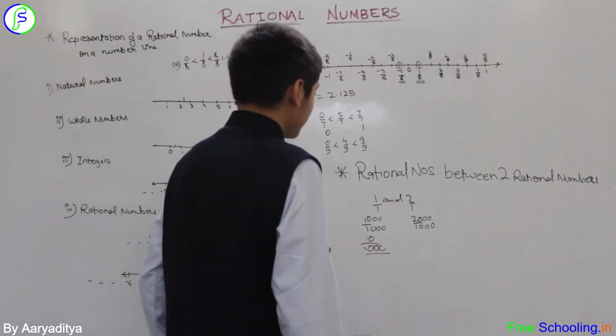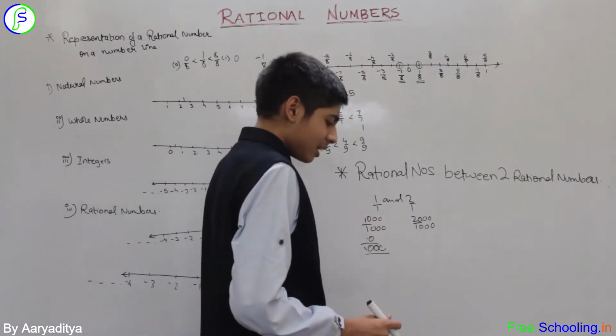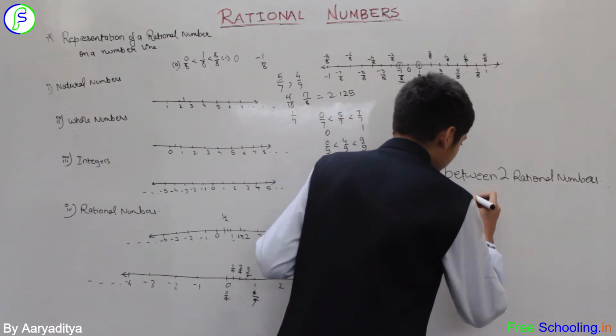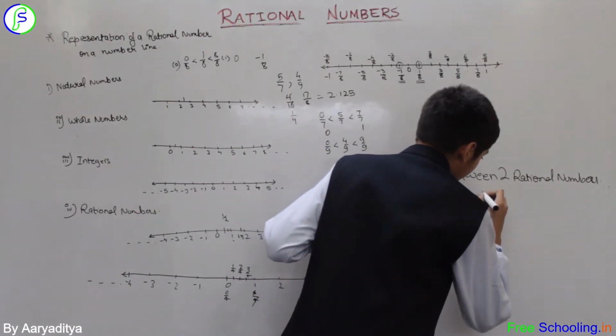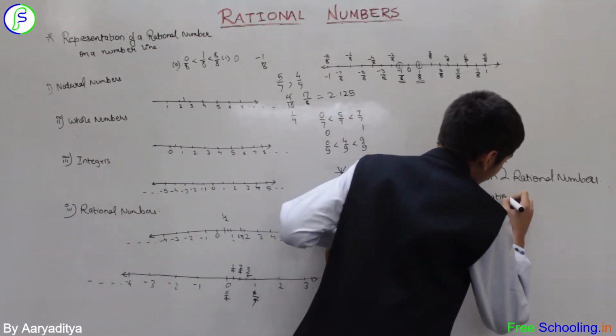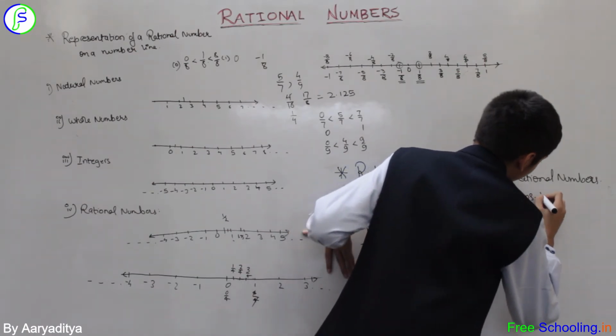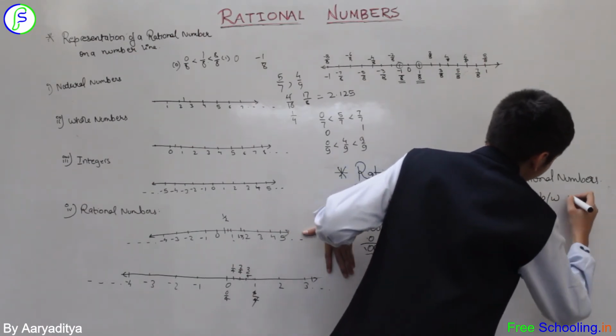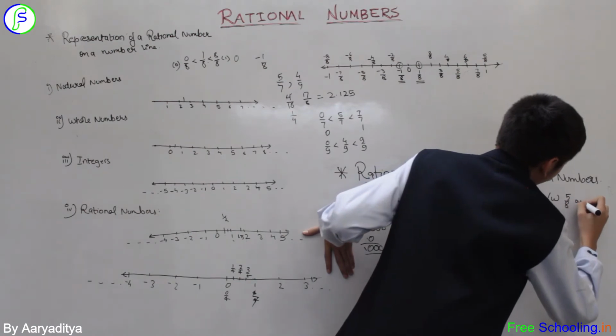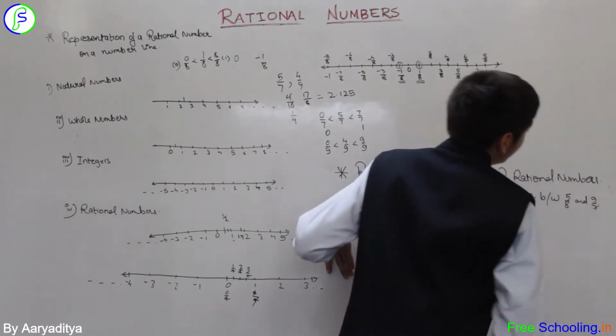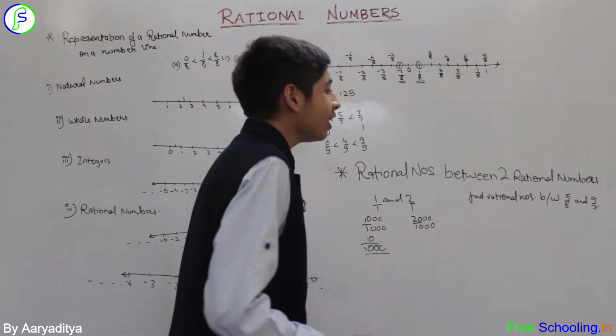So now let's start doing. As I've told you this method, let me give you one other example: find rational numbers between 5 by 8 and 9 by 7. So very easy, not needed to be worried.